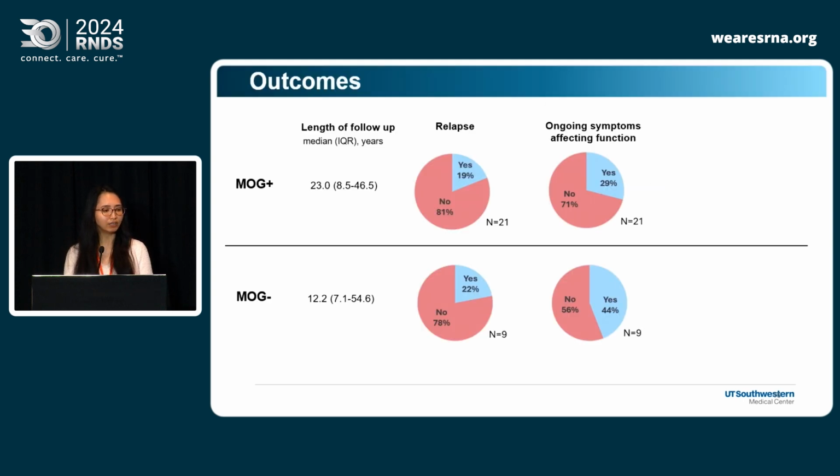In terms of outcomes, it looks like the MOG-positive patients tend to follow with us for a longer period of time, 23 months instead of 12 months. And then in the literature, it seems to suggest that if you have a MOG antibody and present with ADEM, you're more likely to relapse. But in our cohort, at least our small cohort, there wasn't a difference in relapse rate. And in terms of ongoing symptoms affecting function, a pretty similar rate, maybe a little more in the MOG-negative group.